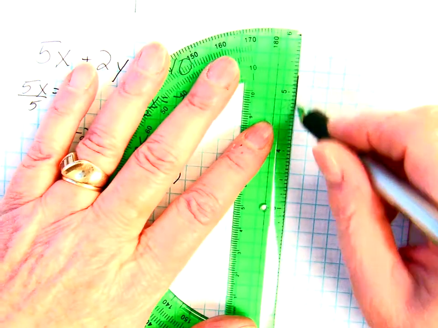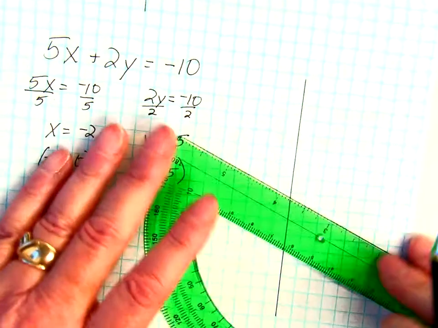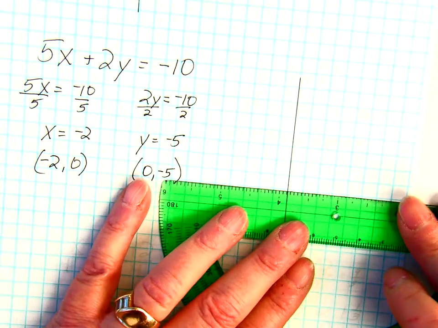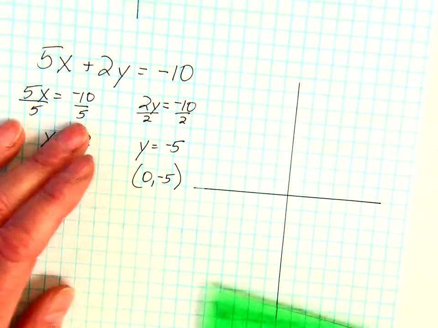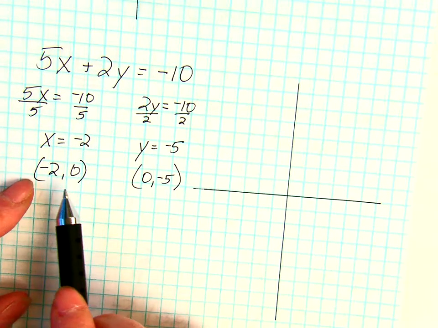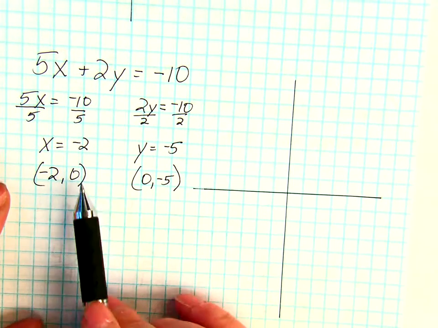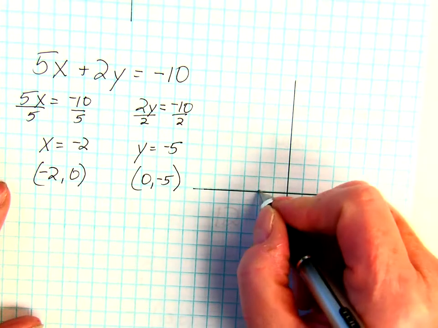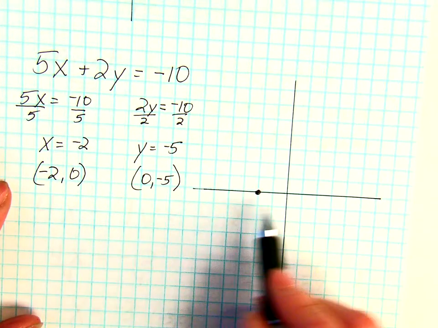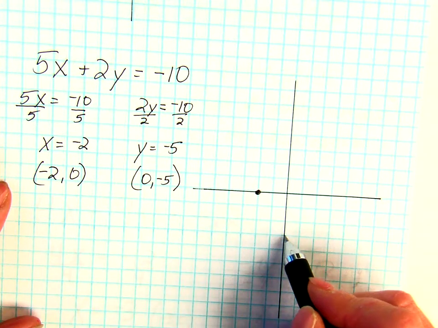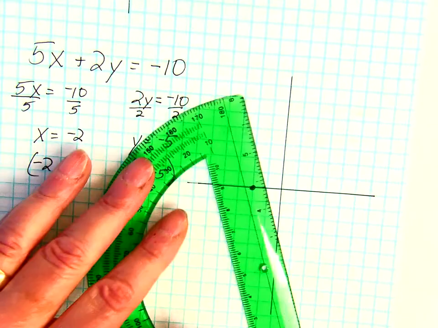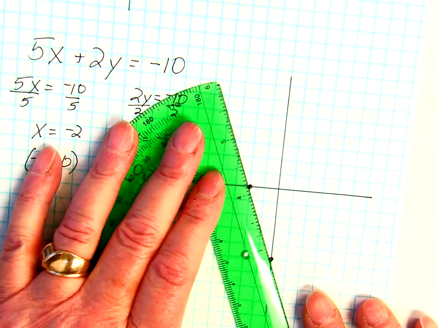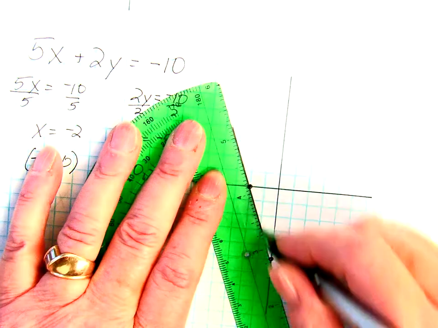Okay, and now I'm going to build my coordinate plane. My x-intercept here is going to be -2, 0. My y-intercept is 0, -5, 1, 2, 3, 4, 5. And so my line will look like this.